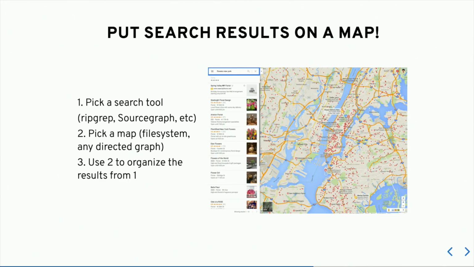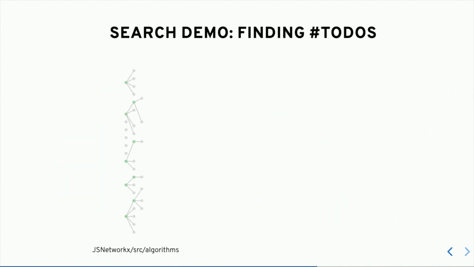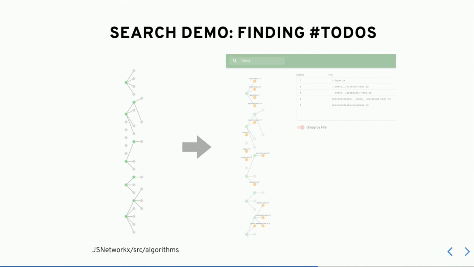So I took a search tool, ripgrep, which is a faster grep. I took a visualization of our file system, and I took the results and put them onto the map. So on the left, I've laid out the directory structure of JS Network X's algorithms folder, and let's say I want to see where all the to-dos are. So I made a UI that lets us type in whatever string we want. You could use a regular expression if you need, and you can see exactly where those to-dos are.